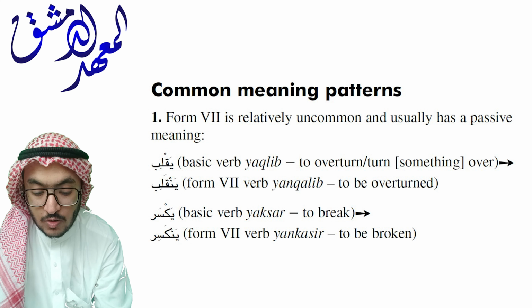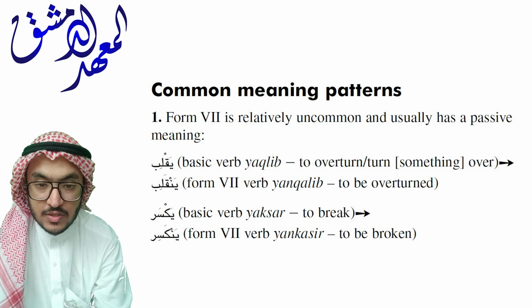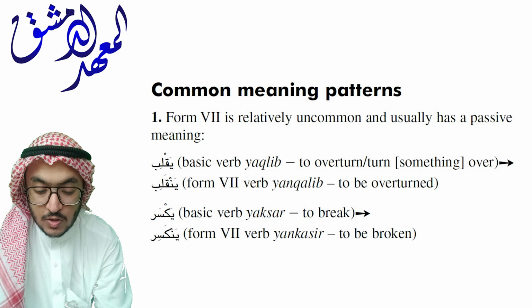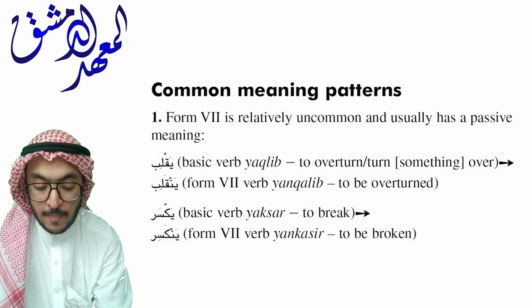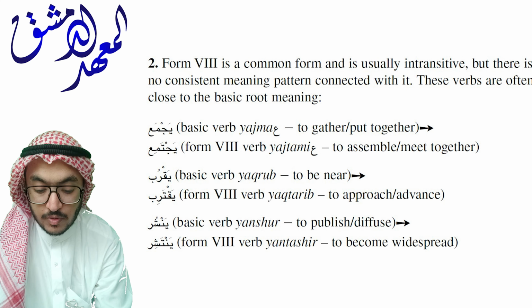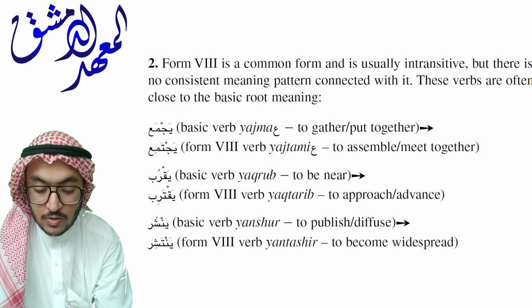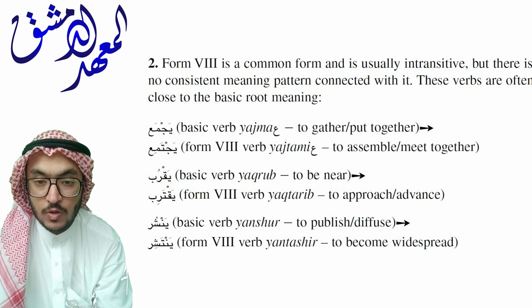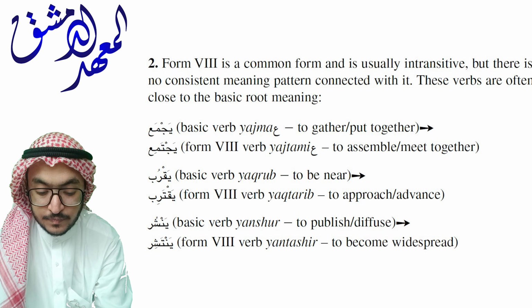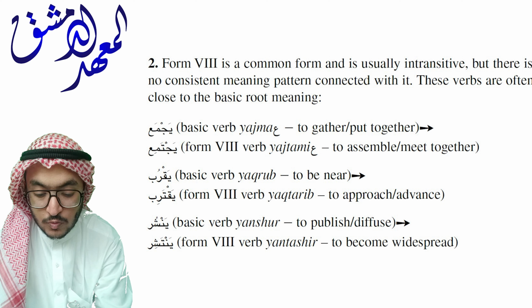Form 8 is a common form and usually intransitive, but there is no consistent meaning pattern connected with it. These forms are often close to the basic root meaning. Yajma'u means to gather or put together. It becomes yajtami'u, to assemble or meet together. Yaqrub means to be near. Yaqtarib means to approach or advance. Yanshur means to publish. Yantashir means to spread widely.